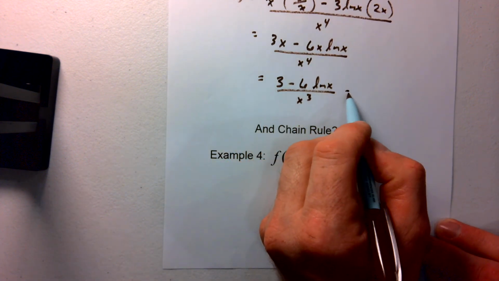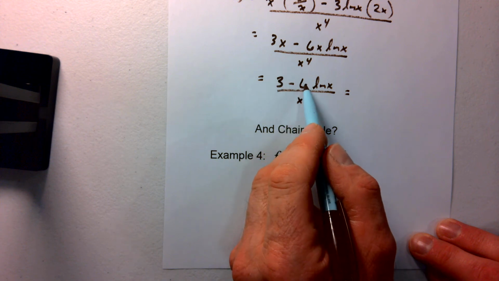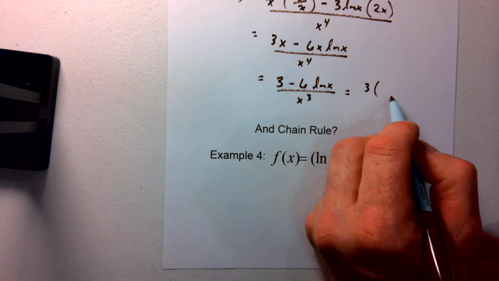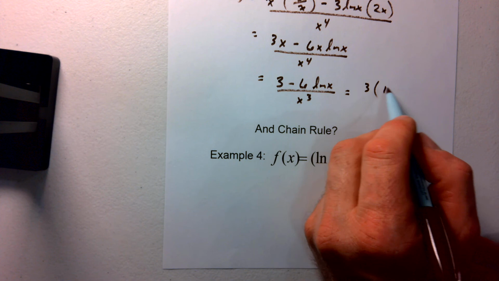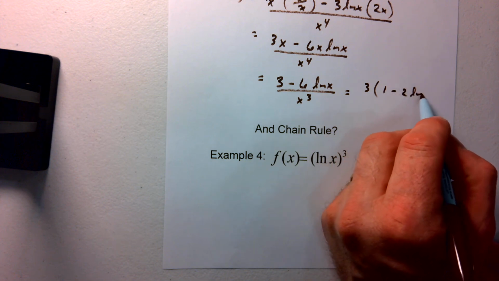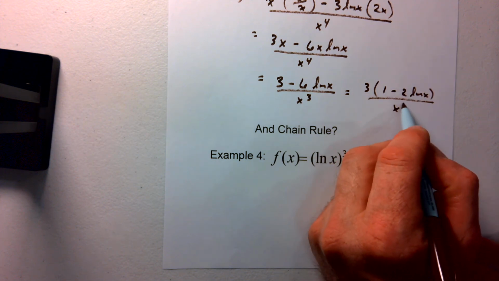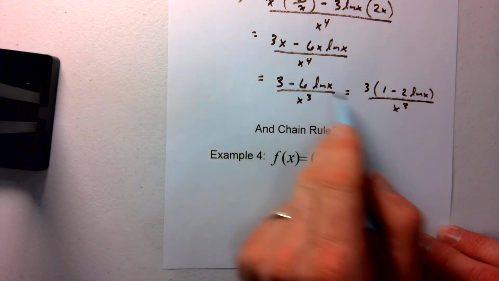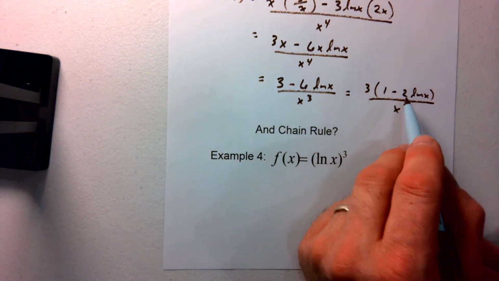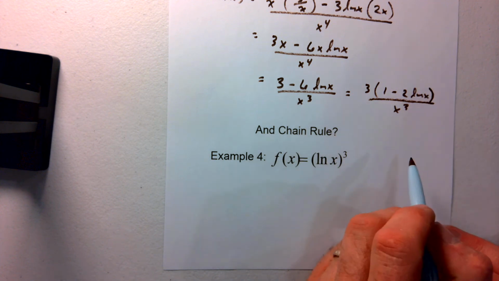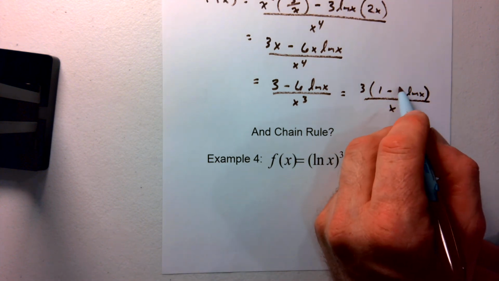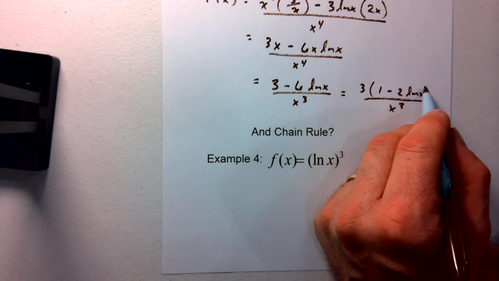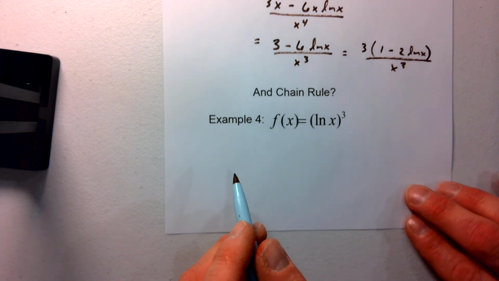Again, it depends on what you want to do. 3 minus 6, we can pull a 3 out of that. So we get 3 times 1 minus 2 natural log of x over x to the third. Again, this is just kind of cosmetic. Any of these would be acceptable answers. They're all derivatives, but it just depends on where you're going to fall for a multiple choice answer. And again, remember, we could bring this 2 up to the exponent if we wanted to.